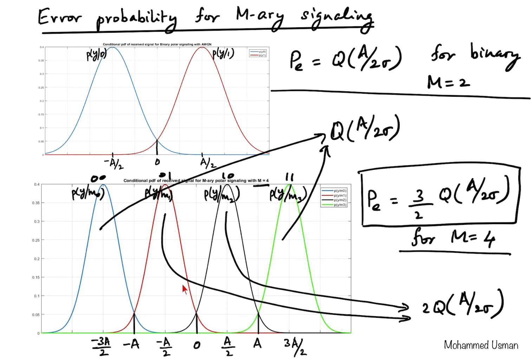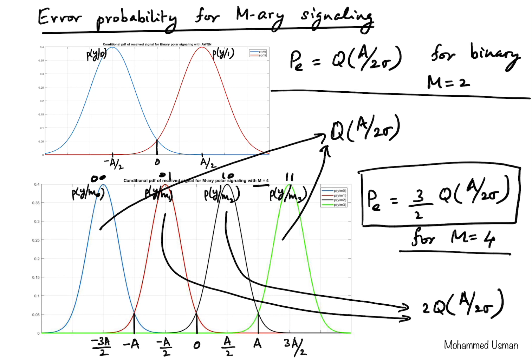So in addition to these 4, we need 8, so there will be 2 more on the right hand side and 2 more on the left hand side. So we'll have the 2 extreme symbols with error probability Q of a by 2 sigma, and then in between there will be 6 remaining. So there is a total of 8. If we remove the two symbols at the extremes, in between there will be 6. Each of those 6 symbols will have an error probability of 2 times Q of a by 2 sigma, and we are going to use this fact in deriving the expression for the error probability for any value of M.